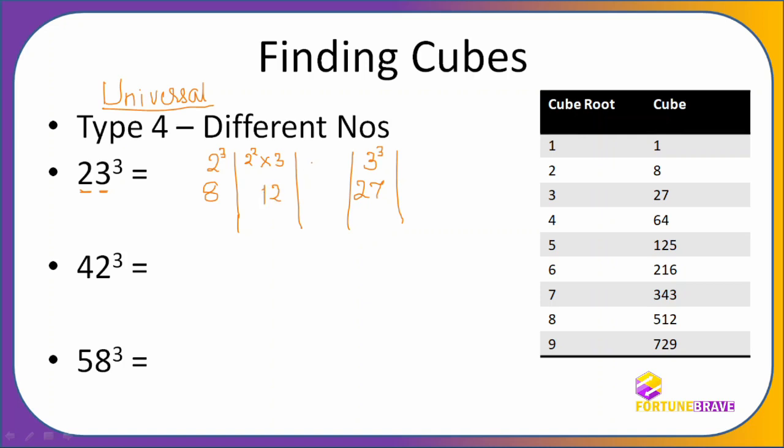And in the third column, can you guess what will come? It will be second digit square into first digit. Whatever you have done here, we will reverse it. So 3 square is 9 into 2 is 18. Now that's all. There is no change.